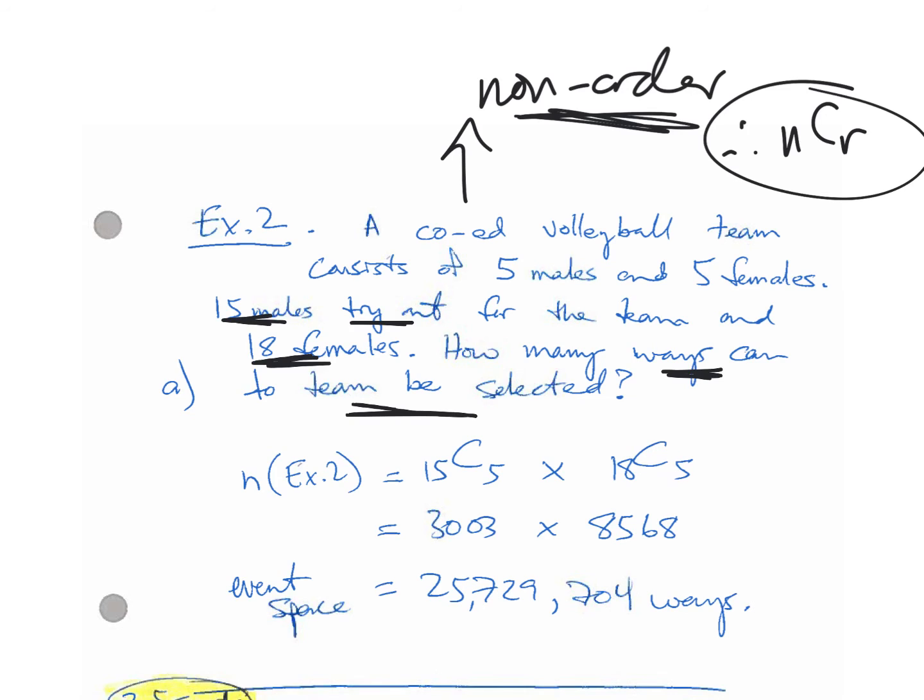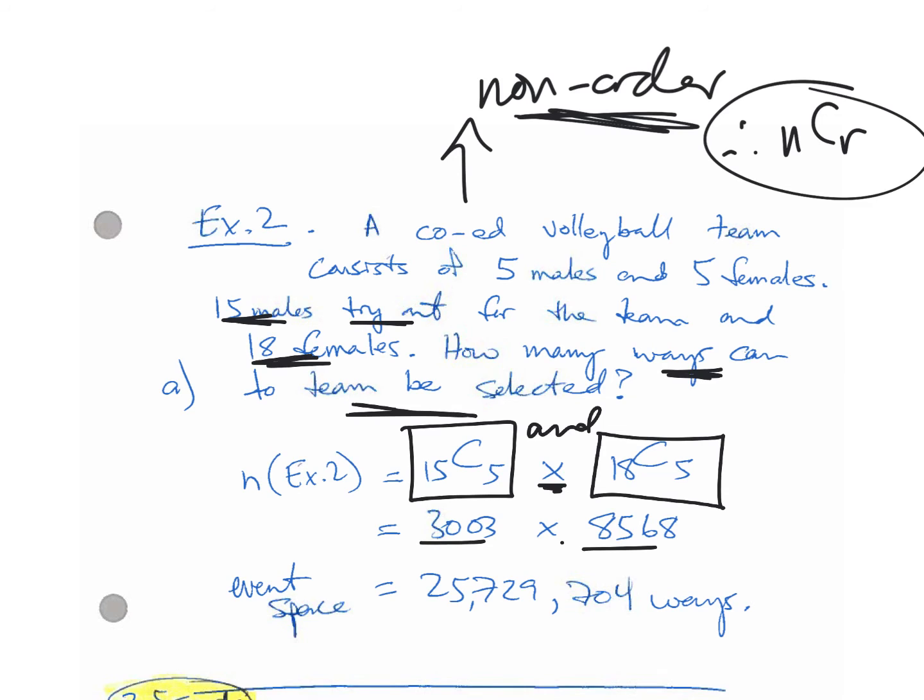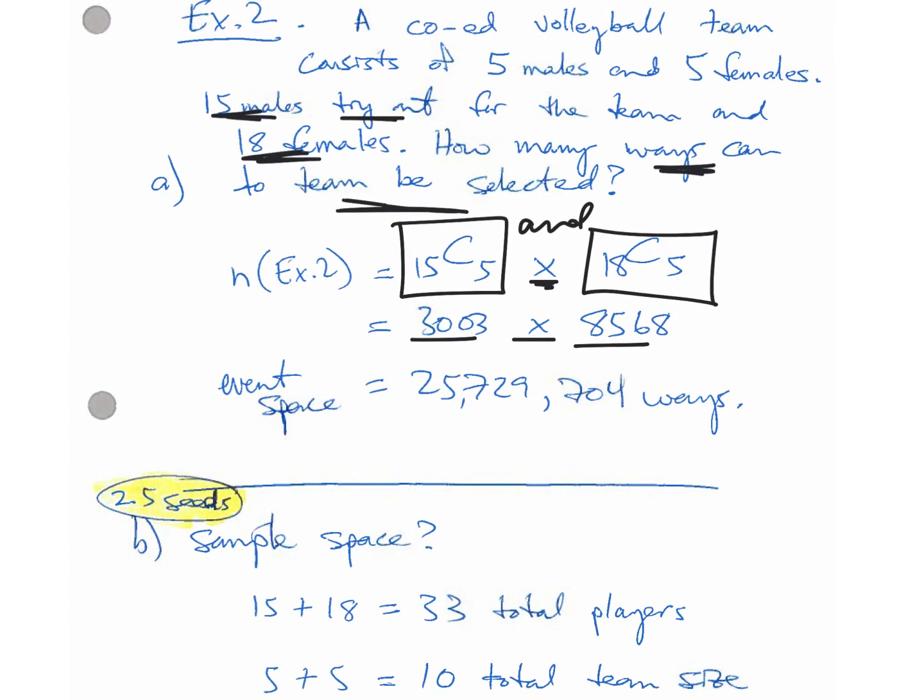So we have 15 males trying out, and we need to select 5. So that's 15 combination 5. And so we're going to use the multiplicative principle. There's 18 females trying out for the team, and 5 are going to be selected. So when we work out each combination, and we remember it's a compound event, so we're using the multiplicative principle, fundamental counting principles, we come up with an event space of 25,729,704 ways that this is possible.